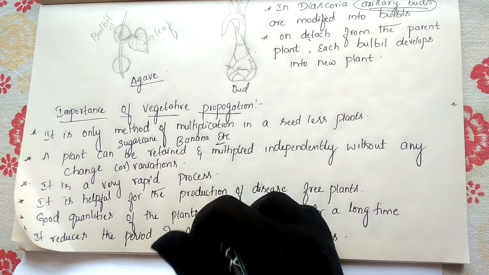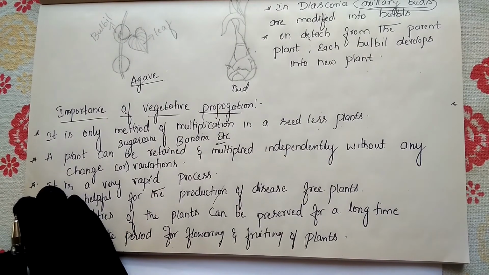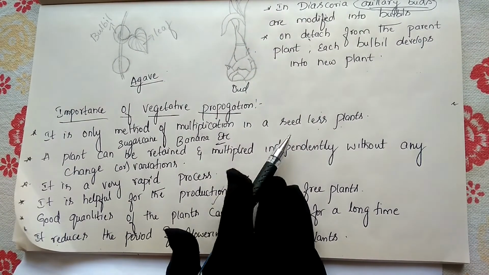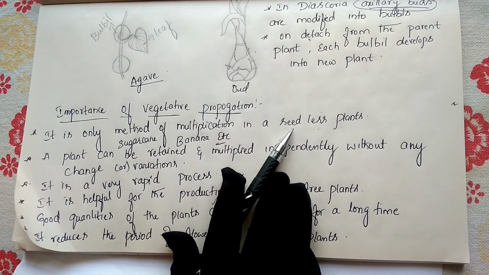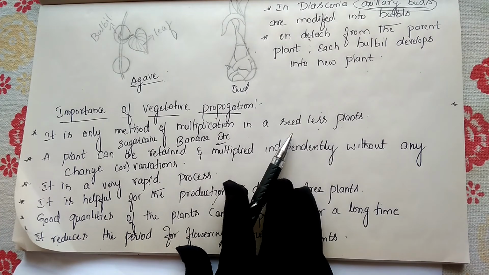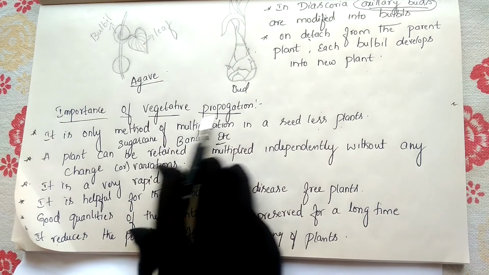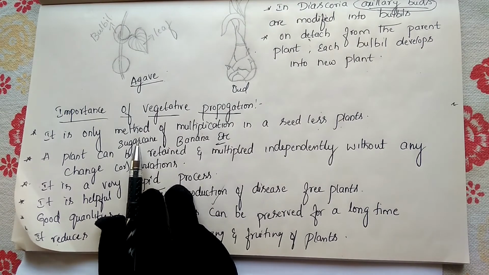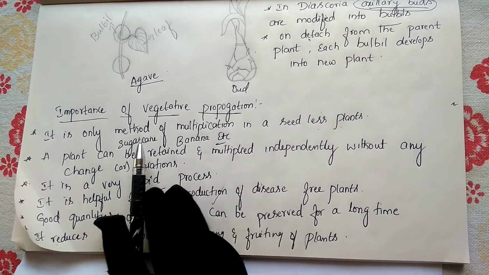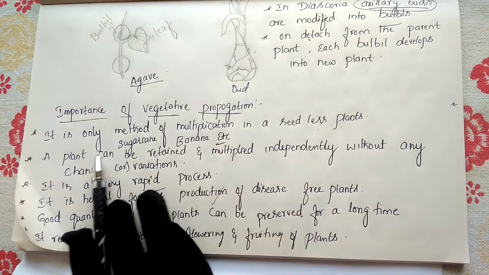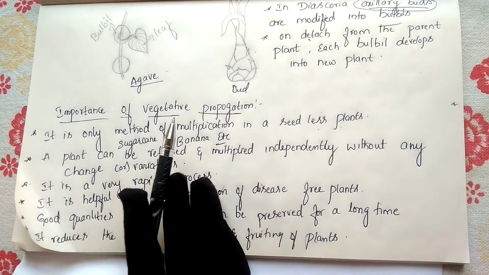So these are all the benefits of vegetative propagation. The first one: plants that do not produce seeds. I'll repeat it one more time. The plants which do not produce any seeds, such plants go for vegetative propagation, like sugarcane. In sugarcane we will not find any seed. So such plants can easily go for vegetative propagation. This is the only method for them.